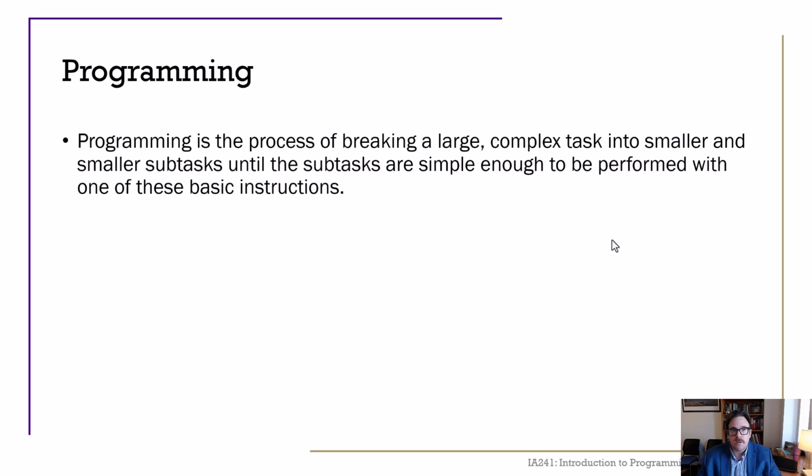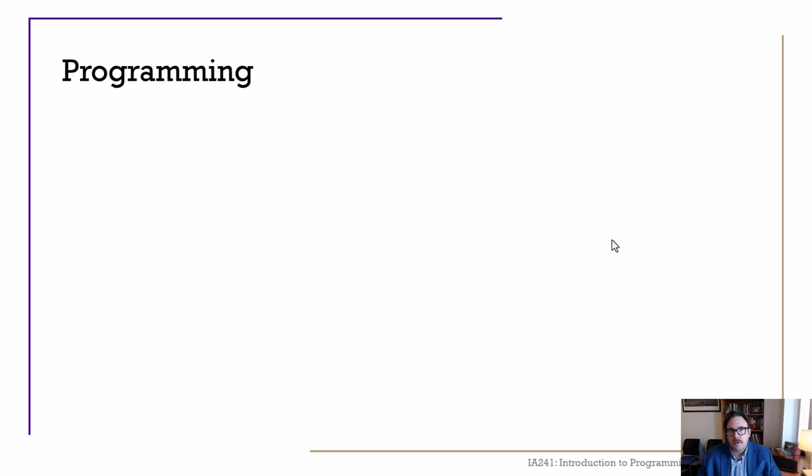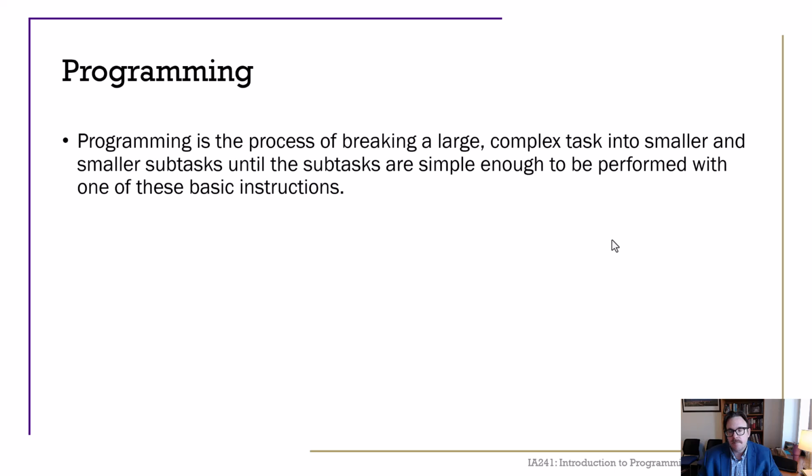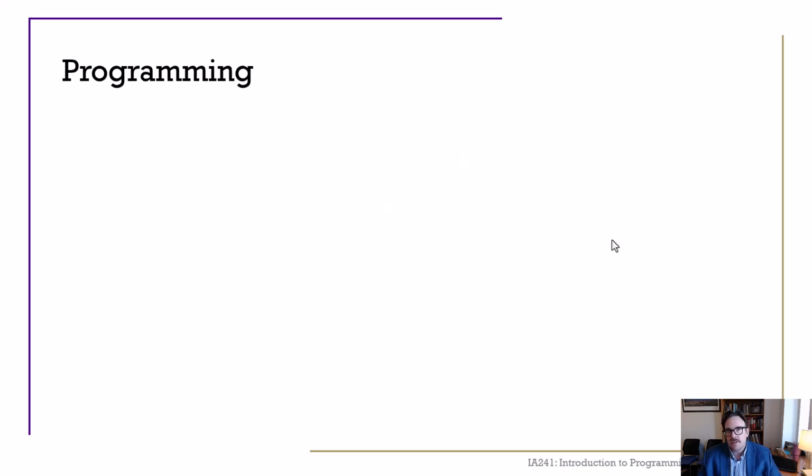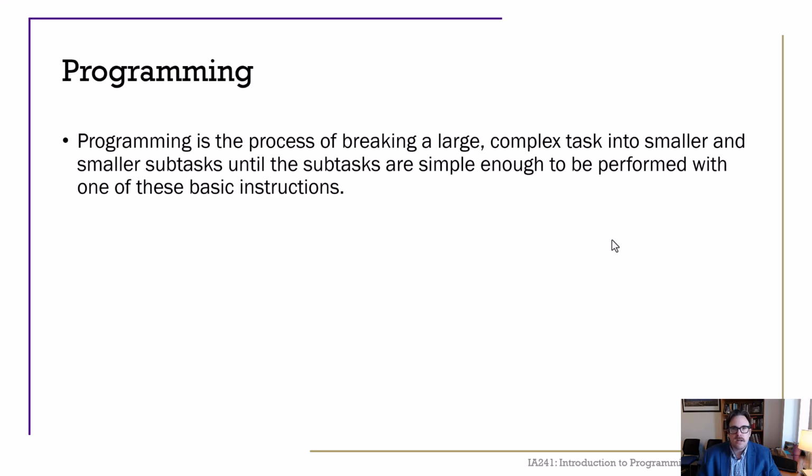All right, programming. So we know a program is all the things I just described: it has inputs, outputs, conditional execution, math, and repetition. What is programming? Programming is the process of breaking a large complex task into smaller components. What we're after is to take each individual step and give it specific instructions so we can move on to the next one, right?